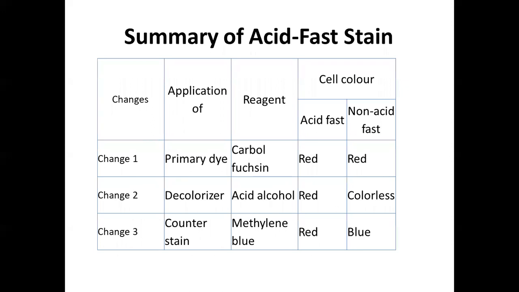Summary of this: application of the primary dye, carbol fuchsin, makes acid fast red and non-acid fast also red. Second, we use the decolorizer, acid alcohol, where the non-acid fast will become colorless. Third is the counter stain, methylene blue, where acid fast will still remain red because they never take the methylene blue due to their lipoidal cell wall, which is difficult to penetrate. Then the non-acid fast will absorb the blue color easily and will be visible under the microscope.